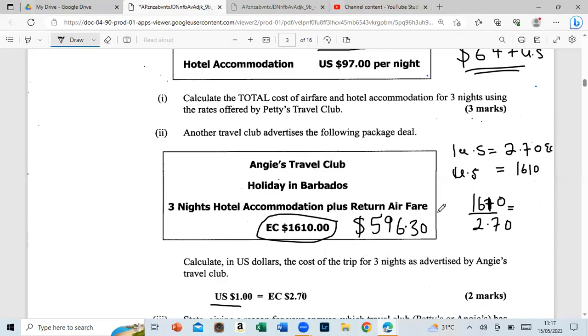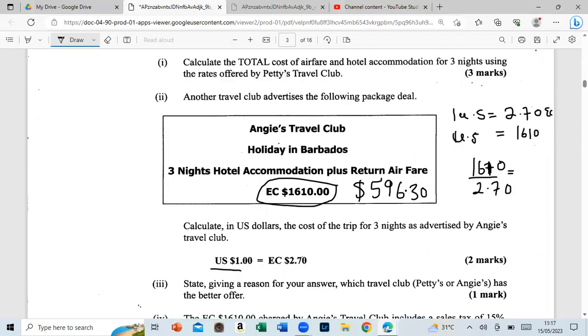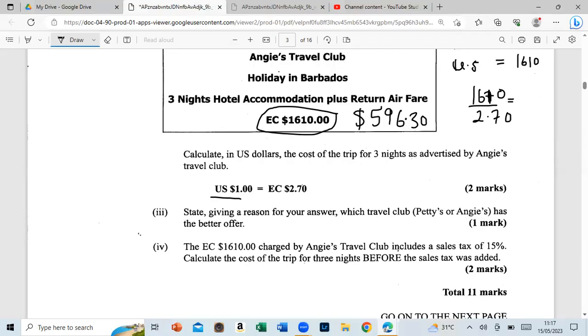All right, so 596, so we're comparing it with 647. So this one is cheaper by about $50. Well, let's see what they ask us. Give me a reason for your answer. Which travel club will you use?